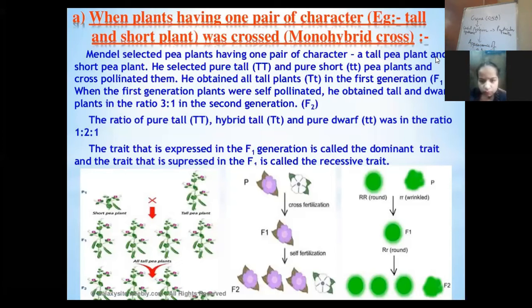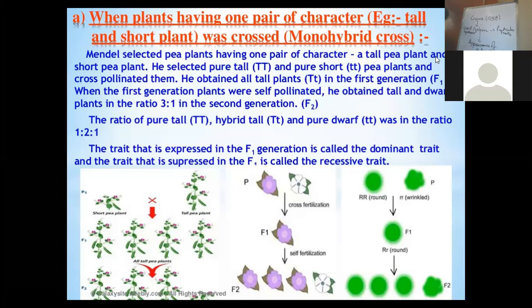I have told you that Mendel was the person who introduced the concept that the characteristics, the traits, are controlled by factors. Later on, these factors were known as genes. So Mendel was the first person to conduct the experiment on hybridization on the garden pea.